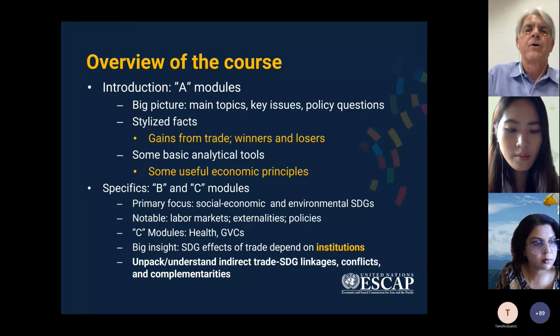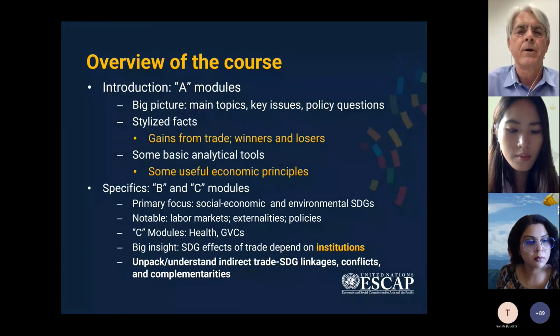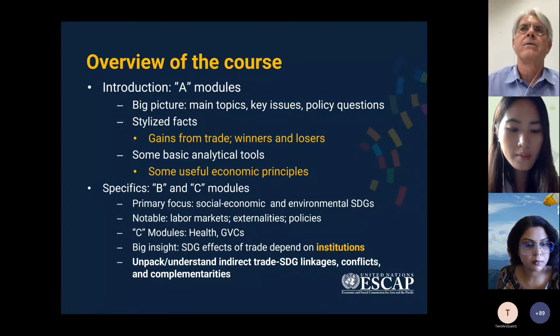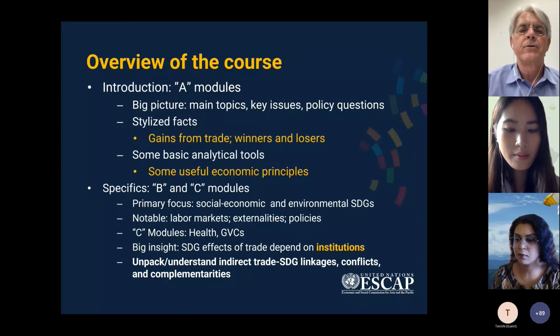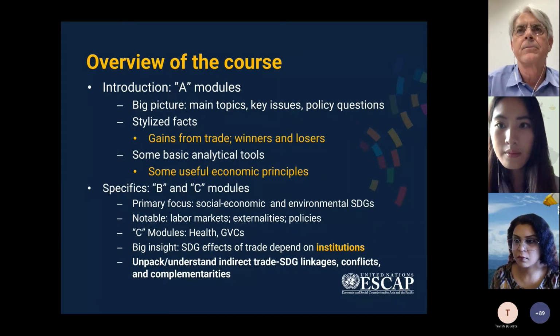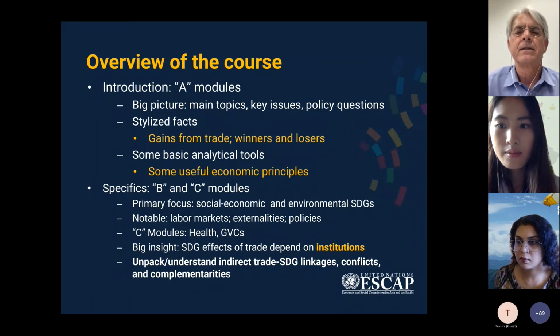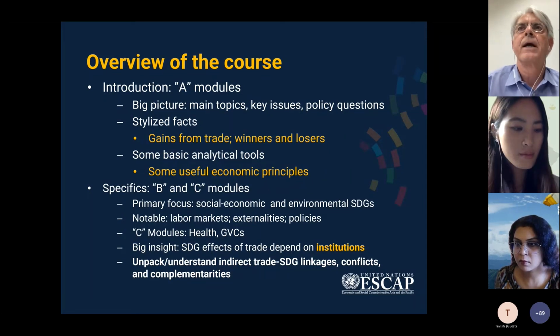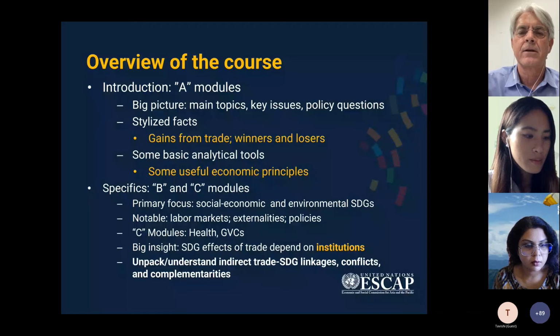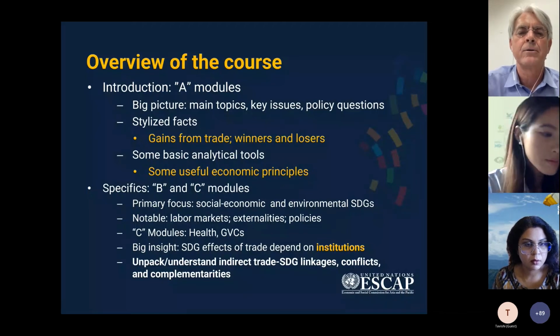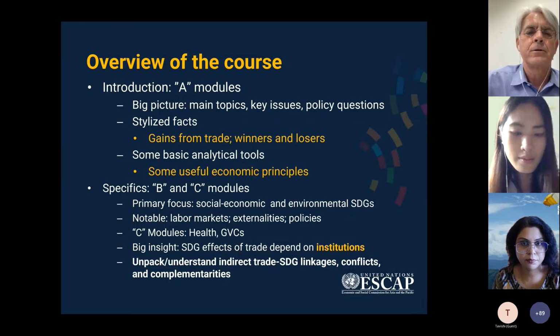So part of the goal of the A modules, the introductory modules, is to set up how we go about identifying these big effects of trade. And one of the most important things that we do for that purpose is we introduce some important economic principles, things that guide analysis and guide questions that we ask about the benefits or costs of policy. And these principles are, again, laid out in the first set of modules, mostly in module A.2. After that, we turn to specifics.